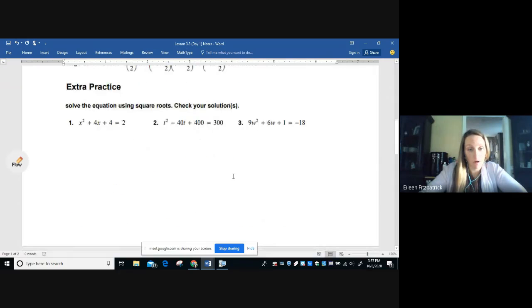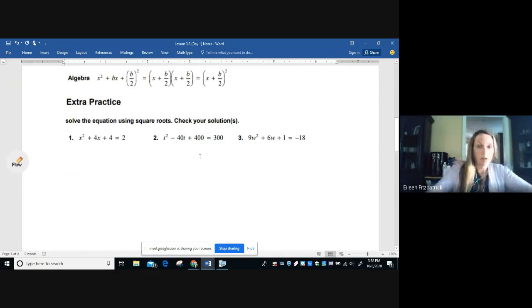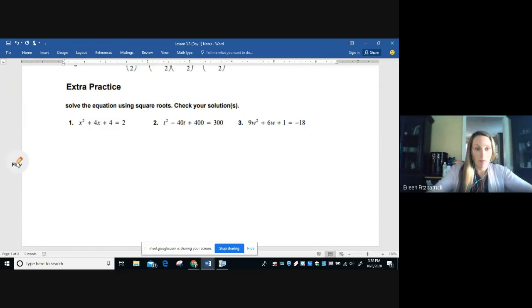The first 3 problems we're actually going to solve by using square roots. So we're not quite getting into the completing the square process yet. We're getting ready for it. There are steps to follow, so I'm going to write the steps down and then we'll get started on the problems. Hopefully my pen behaves today.